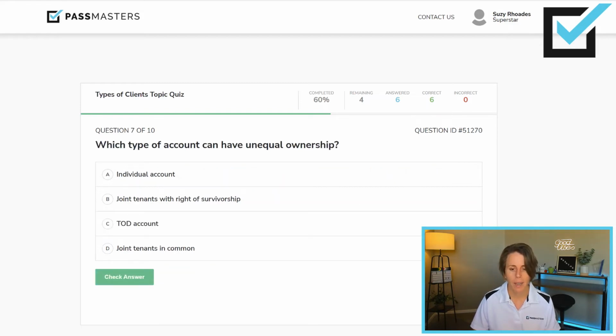Which type of account can have unequal ownership? Individual account, joint tenants with right of survivorship, TOD account, or joint tenants in common. So unequal ownership, it's got to be some kind of a joint account, so we can get rid of individual account, get rid of TOD account. Joint tenants with right of survivorship must be owned equally. The only one that can have unequal ownership is called joint tenants in common.